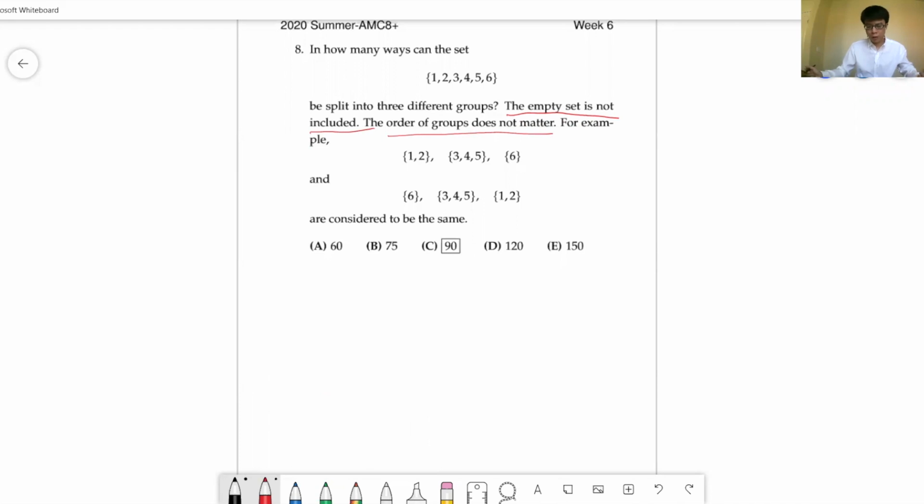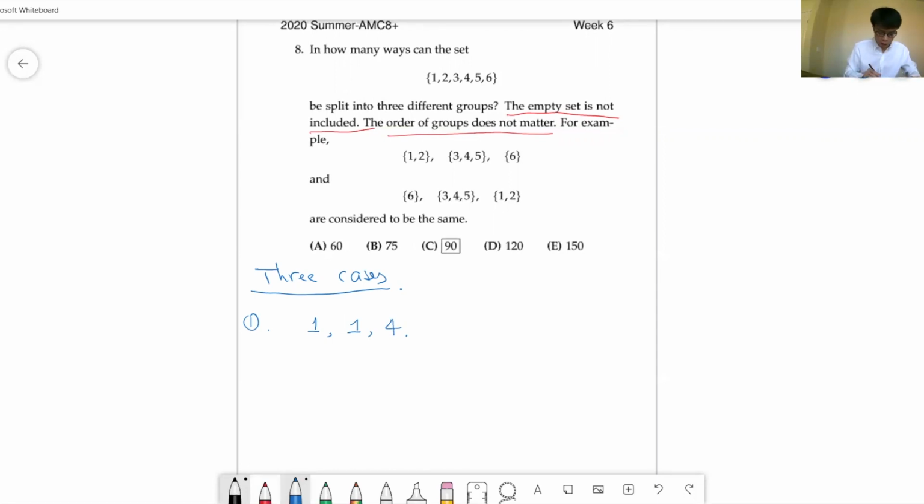So for this requirement, there are only 3 cases, based on the number of elements in each set. The first case is that we have a set of one number, a set of one number, and a set of 4 numbers. Here the number means how many numbers are in each set.